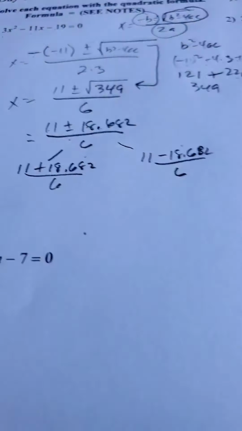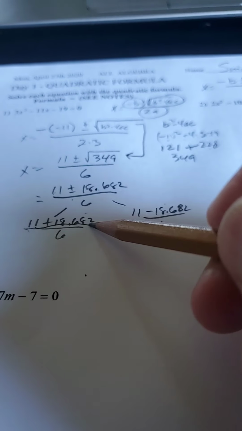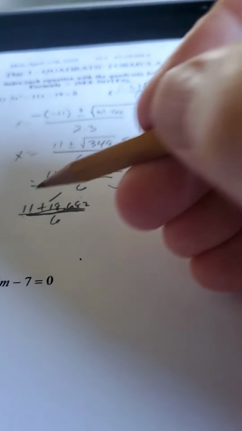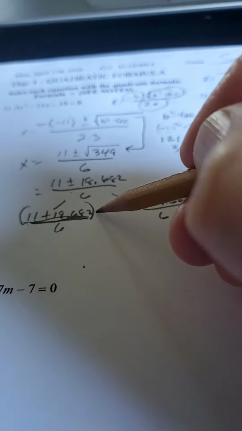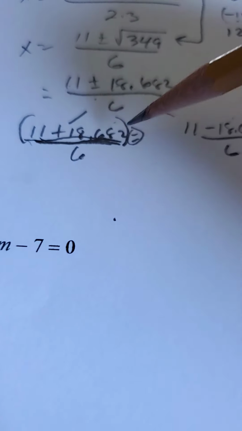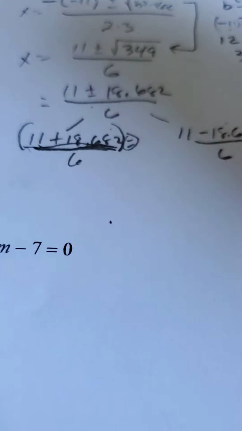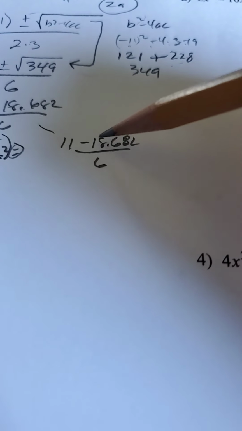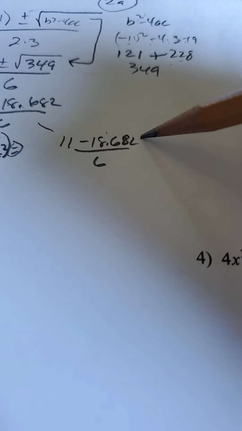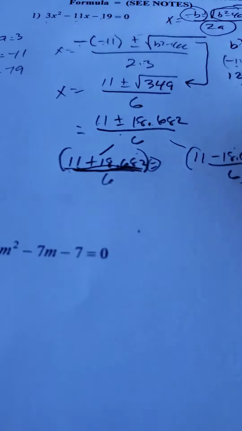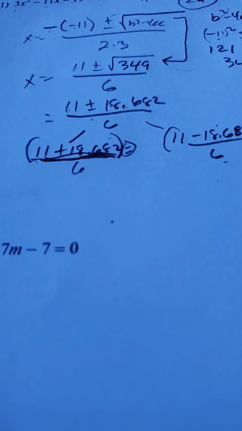Okay? Now, from here, it's all just calculator work. I would like to warn you, because this is all over 6, make sure when you put this in a calculator, you get the answer to the top first or push the equal sign. Make sure you do 11 plus 18.682 equals, divided by 6. And then make sure you do 11 minus 18.682 equals, divided by 6. You have to get the answer first, then divide.